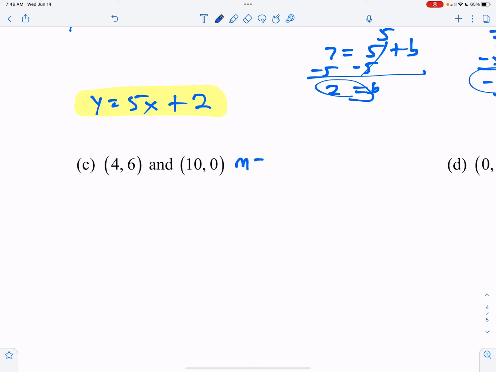Okay, again, find your slope first. x1, y1, x2, y2. So I'm going to go y2 minus y1, 0 minus 6.